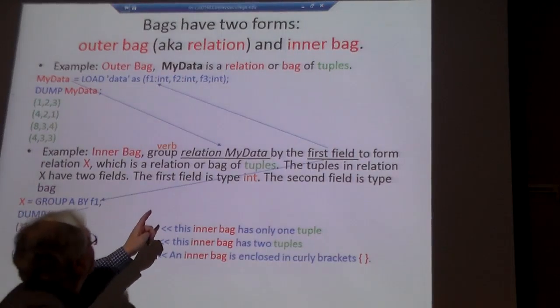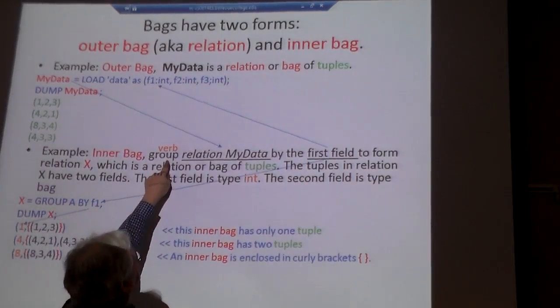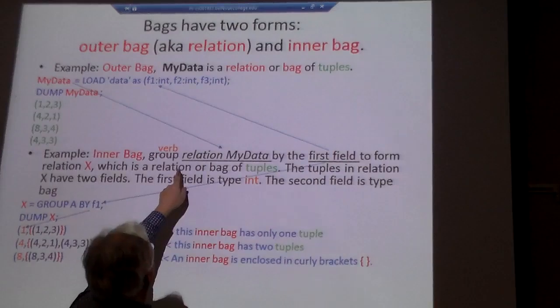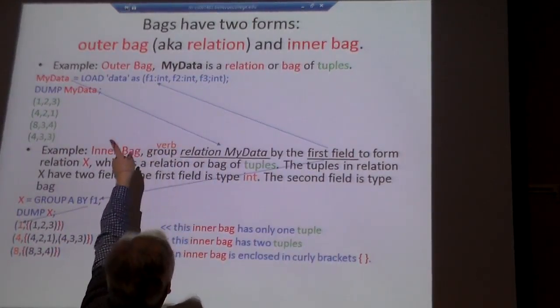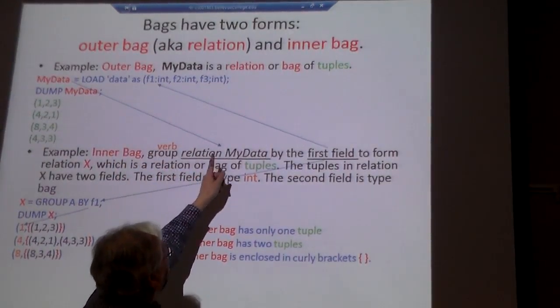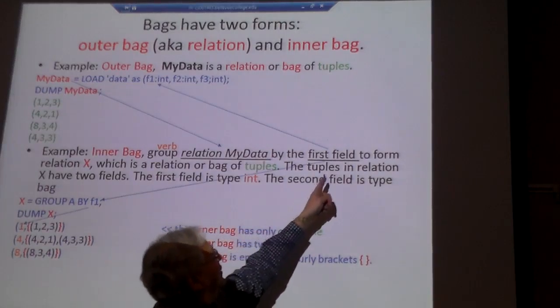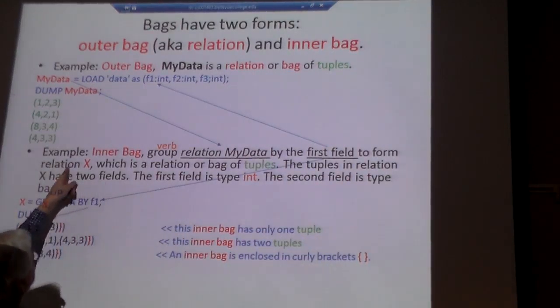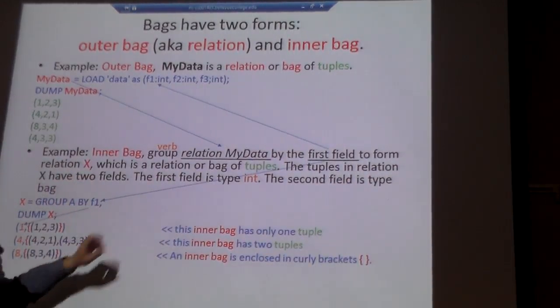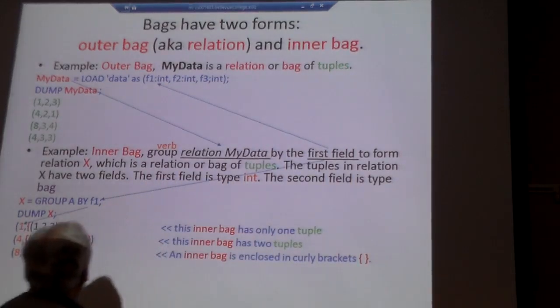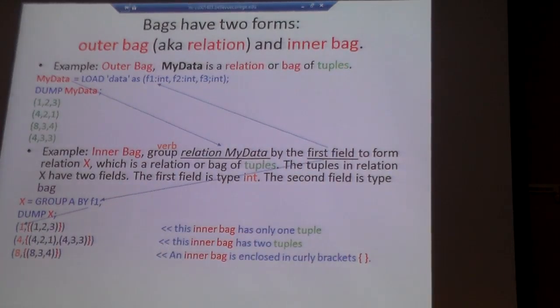So an inner bag, this is a verb. I'm grouping this relation up there, my data. I'm grouping that data by the first field to form a relation X, which is a relation or bag of tuples. So, some of these lines are real lines of code. We could actually run this.